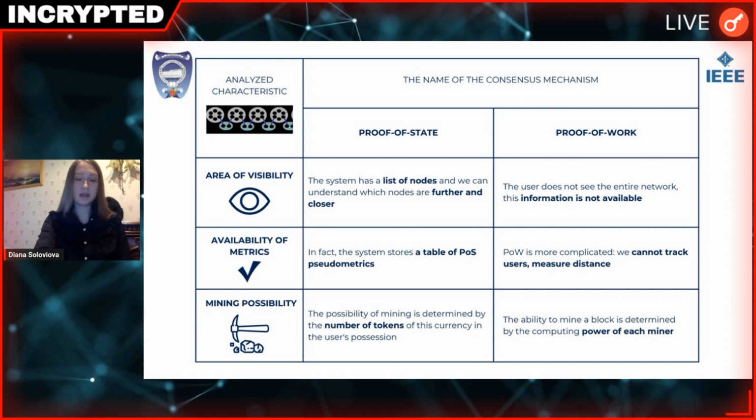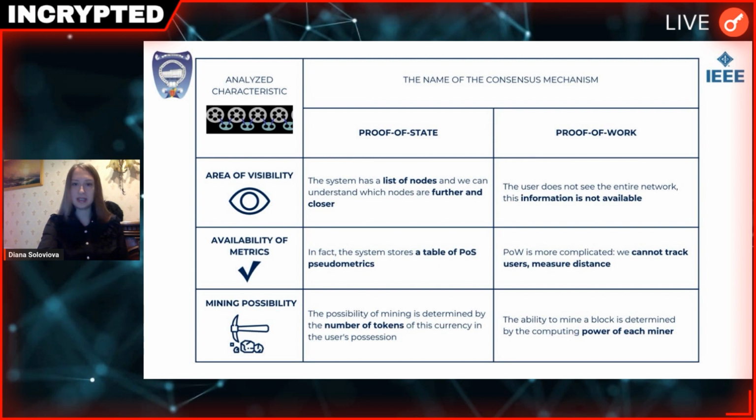For the dynamic consensus mechanism proof of work, there is no ready-made implemented decision that could be successfully used. And the static method proof of stake differs from the dynamic one, proof of work, by a number of key features which demonstrate the differences in solutions that can be applied to them. For example, a proof of stake system has a list of nodes, so we can understand which nodes are farther and closer.